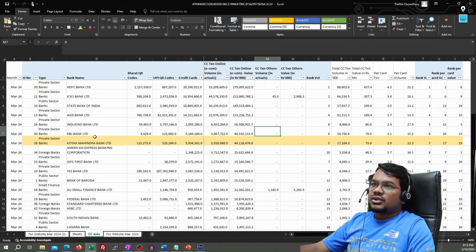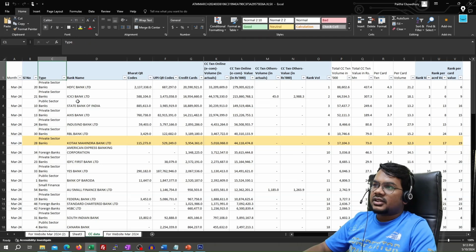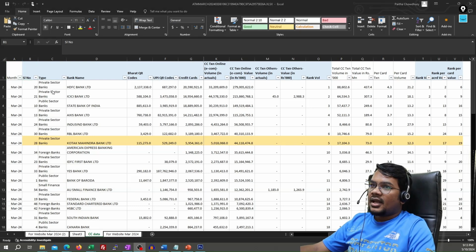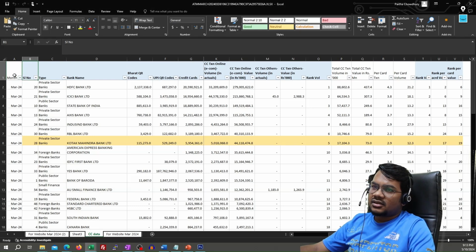So let me show you the data that I prepared from the same data set. It is the same data that you are seeing now. And here you have the month. I just kept a month column. I wanted to create a month on month append data set later on.